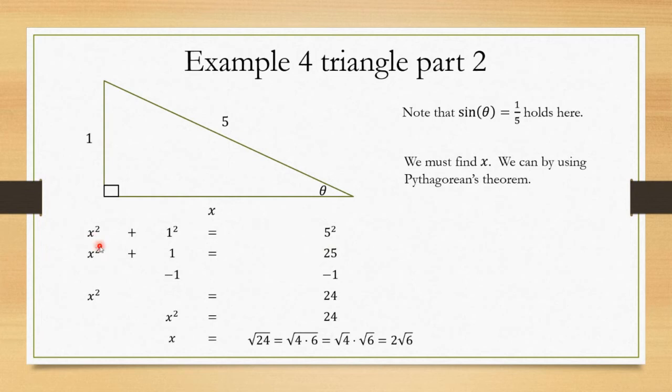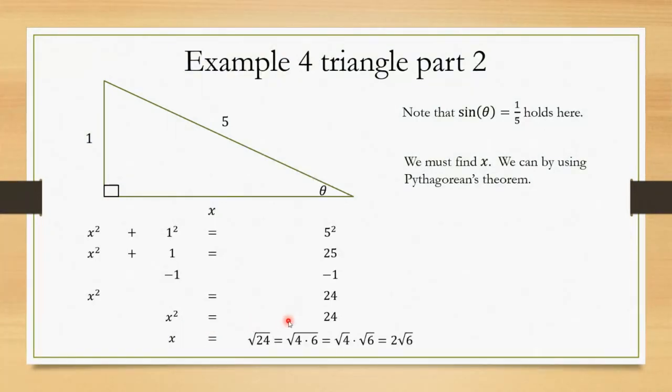We want to figure out what x is, so we want to isolate it. That's why I'm subtracting 1 from each side. As you can see, subtracting 1 from both sides, we get x squared equals 24. 25 minus 1 is 24. Then we have x squared equals 24. Well, if x squared equals 24, what does x have to be? You take square roots. You get x equals the square root of 24.